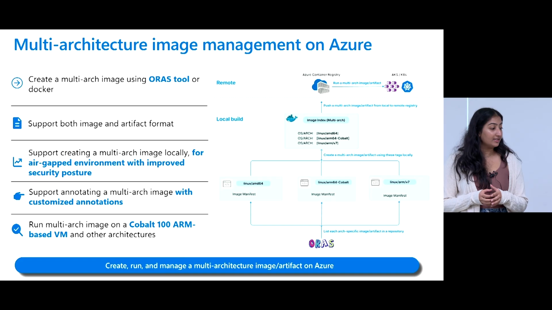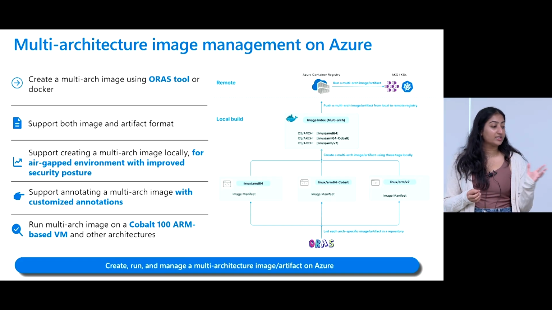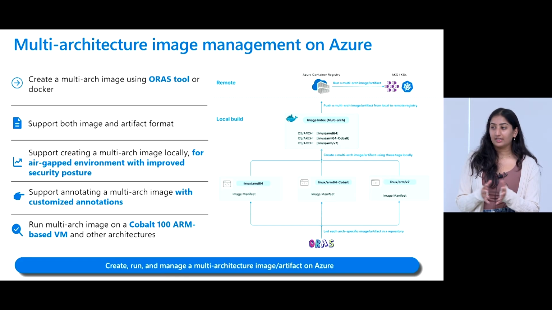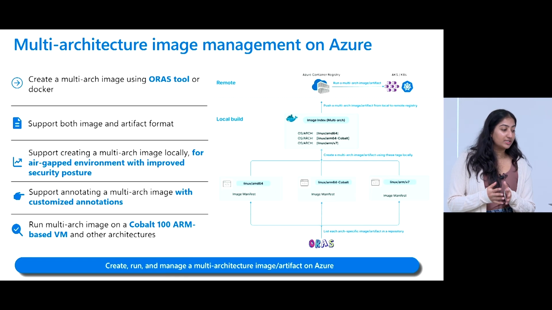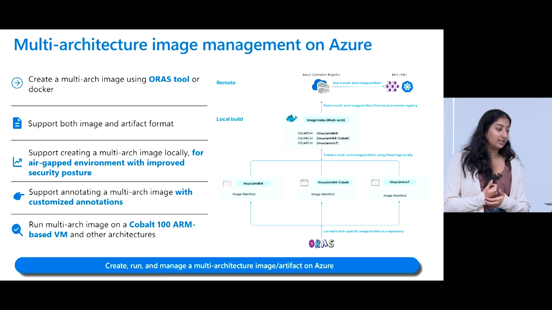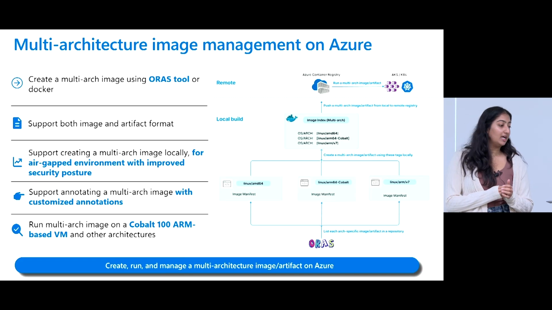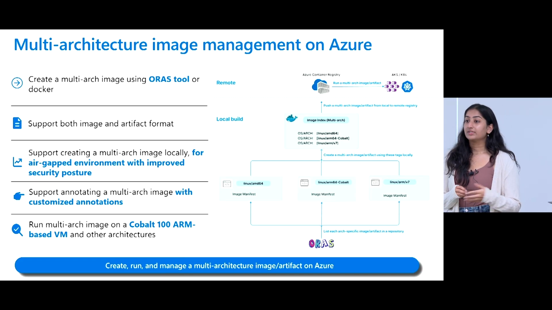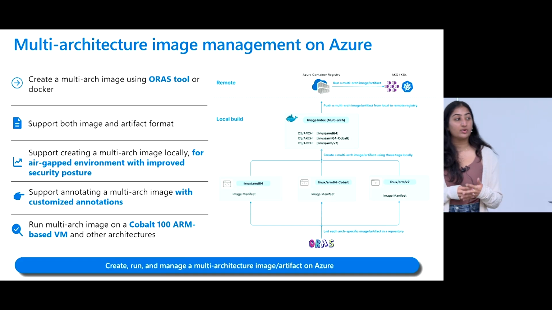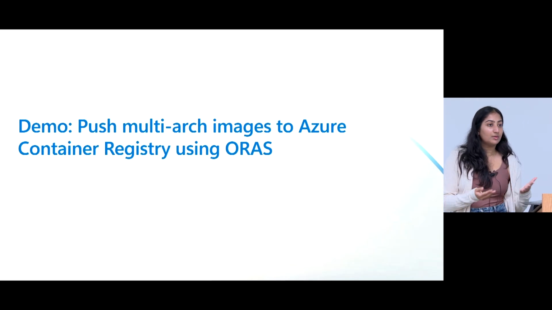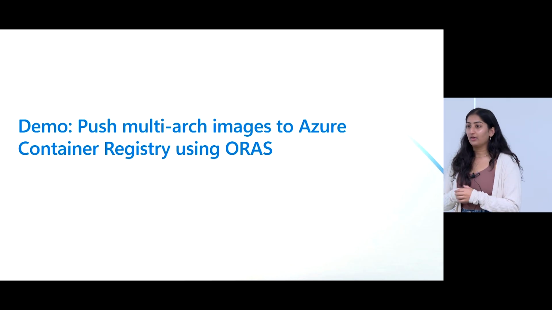So for those of you with a heightened security posture, Azure supports creating the multi-architecture image locally, and then pushing them to a private ACR or container registry. Then you can pull and push them from the private container registry accordingly. So multi-architecture images may combine variants for different architectures and sometimes for different operating systems. So you essentially would not need to create separate builds, and this can reduce your total costs. So I'm going to demo what it would look like to push a multi-architecture image to ACR using the ORAS project.